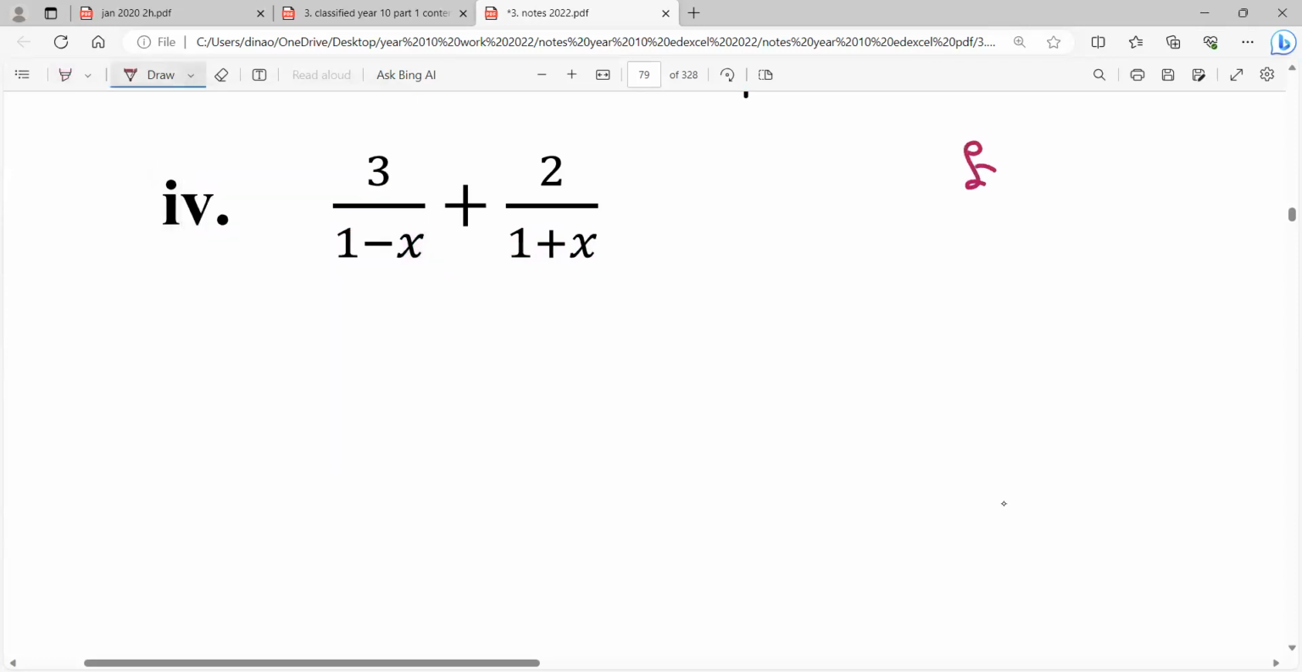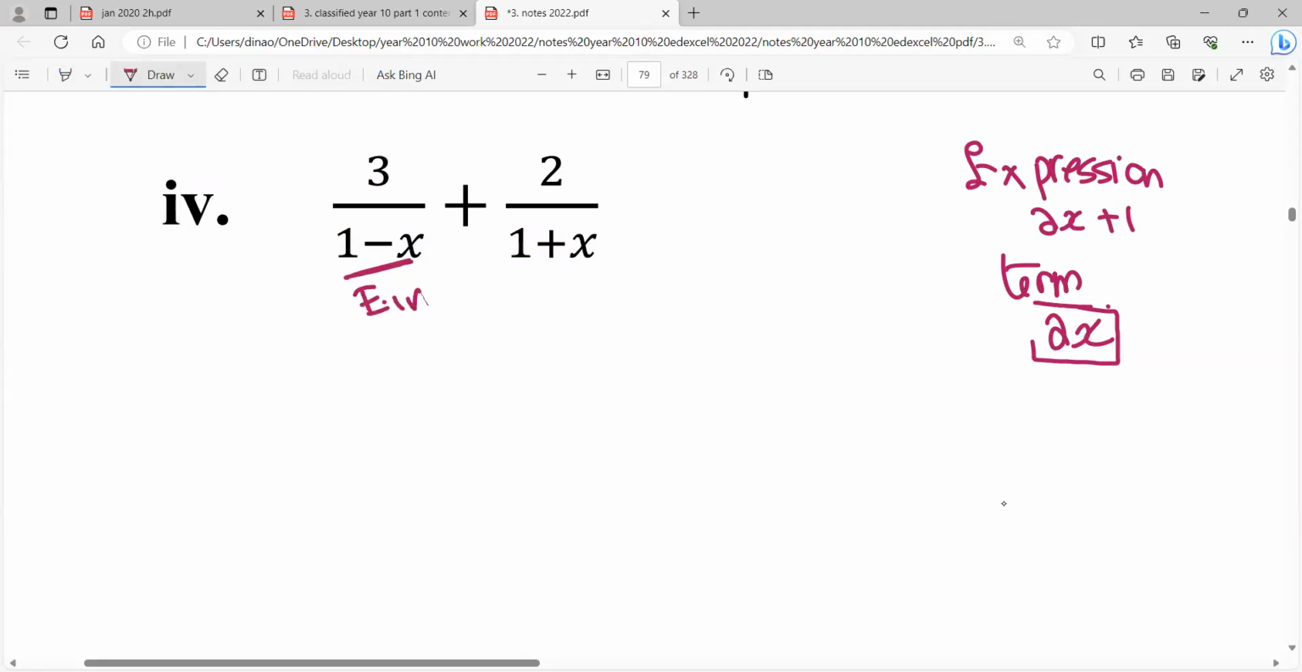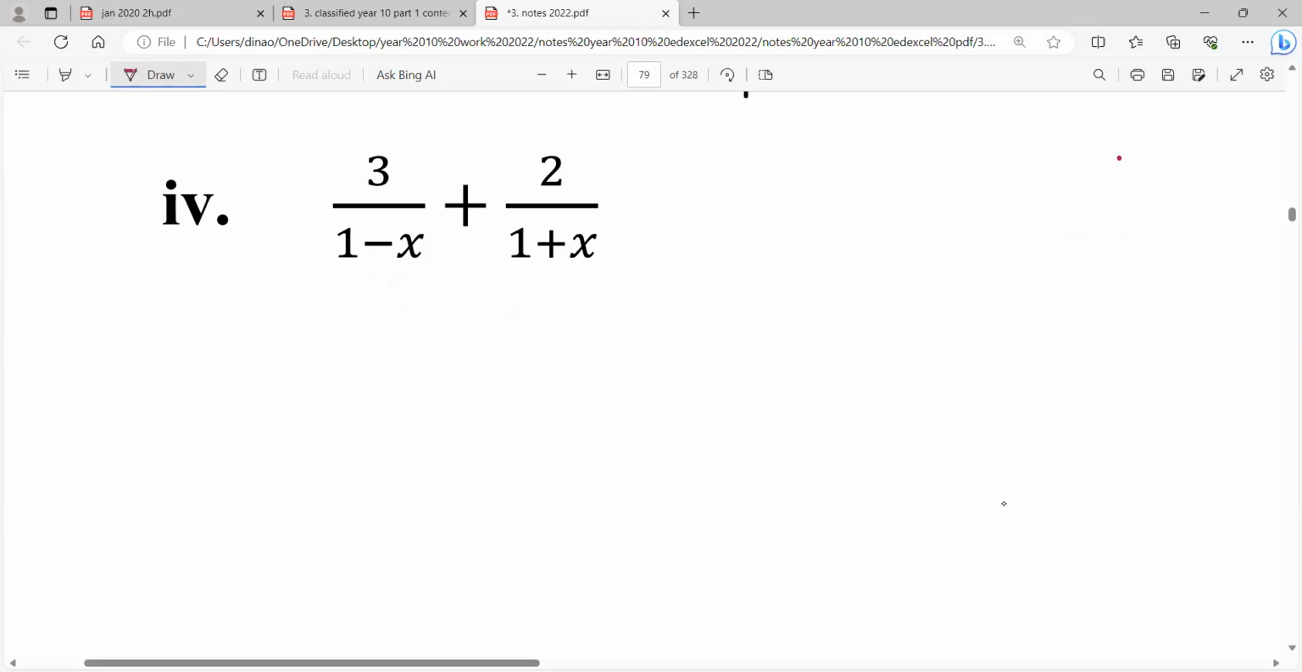Please, everyone, I want to emphasize the difference between the words expression and term. A term means a number multiplied by a letter. This is a term. An expression means two terms added or subtracted, actually more than one term. This is an expression. So a term is a number times a letter; an expression is more than one term added or subtracted. Of course, an expression of two terms is called a binomial. An expression of three terms is called a trinomial.